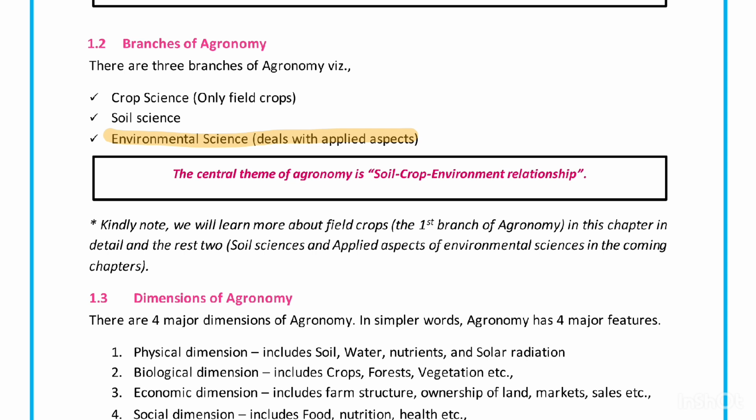You can understand from this that agronomy is a science derived from crop science, soil science, as well as environmental science. Clear? And that is why the central theme of agronomy is the soil-crop-environment relationship, where we are learning about the relationship of the soil with the crop, similarly crop with soil as well as with the environment, as well as environment with the crop.